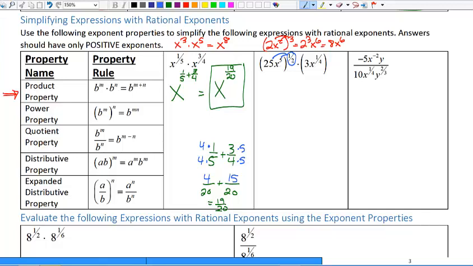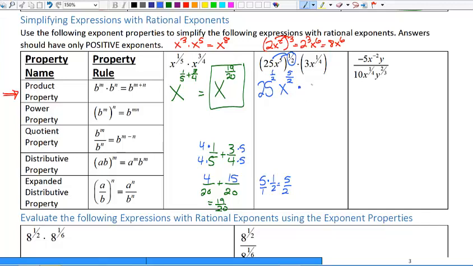So the 1/2 has to be applied to the 25. So we have 25 to the 1/2. X to the 5th needs to be applied to the 1/2. Remember, what we do there is we multiply. So I have to take 5 times 1/2. If you multiply your tops, you get 5. Multiply your bottoms, you get 2. Notice on multiplying, I don't need a common denominator.